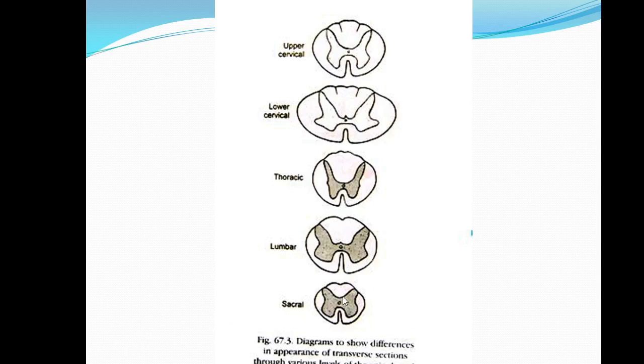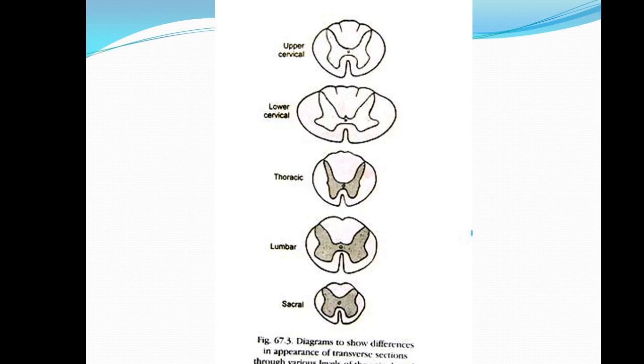Here you can see the variations in the appearance of the transverse section at the various levels of the spinal cord. You can see here in the sacral region the white matter is less. In the lumbar region it increases in size, more so in the thoracic than in the lower cervical and in the upper cervical. So as you go from below upwards, the white matter increases.